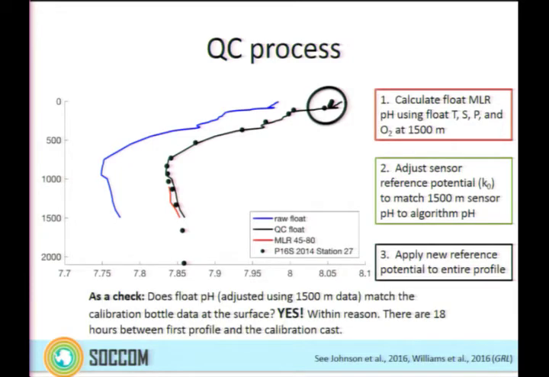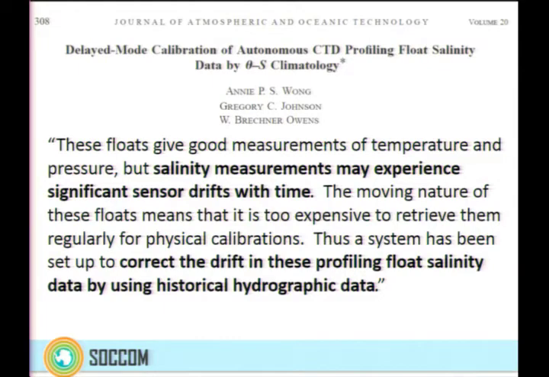And just as a check to make sure that this process works at the surface as well, do the data match the bottle data? And they do, within reason. We wouldn't expect them to match exactly because the first profile is actually not for about 18 hours after the calibration CTD cast, because that's how long it takes the float to go down and then do its profile on ascent. And I stole this slide from Ken. He's probably going to say it too, but this is basically what they do with the salinity sensors on Argo floats. So just a reminder.